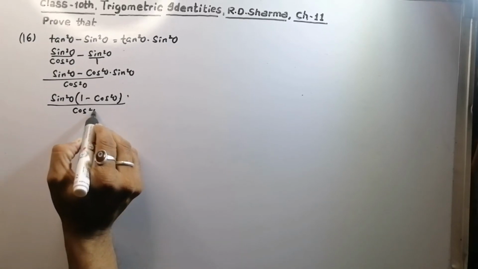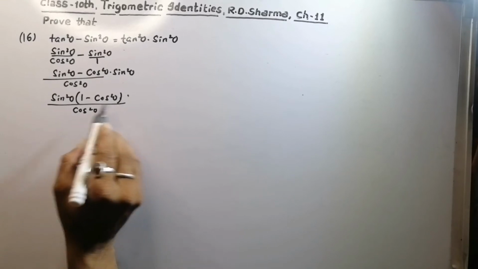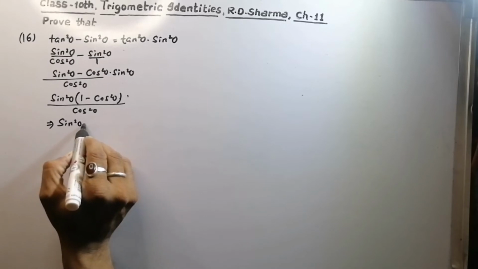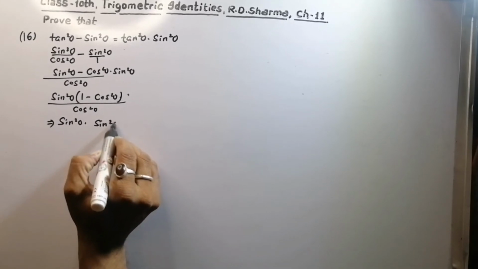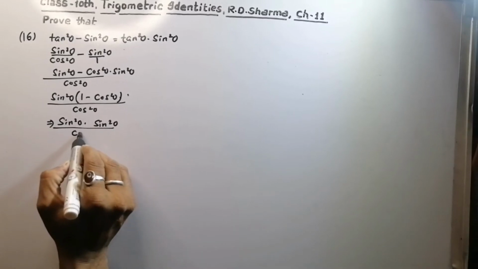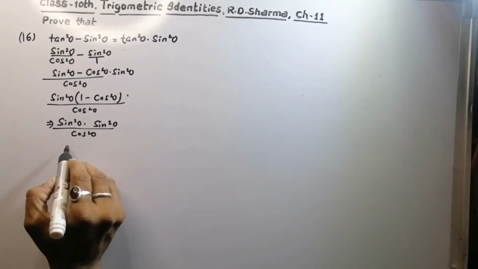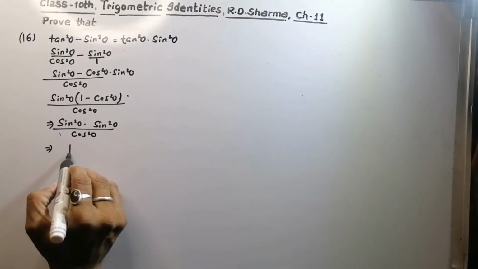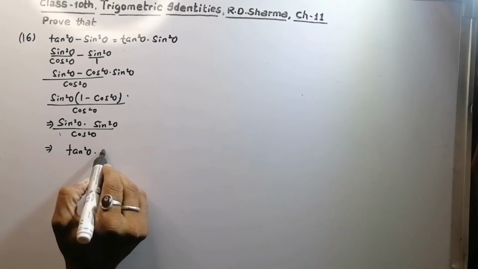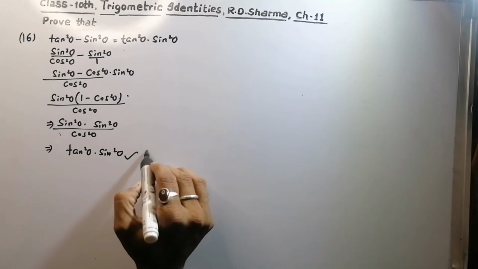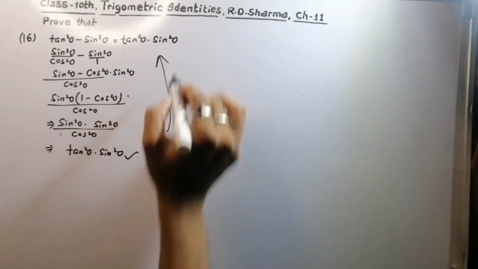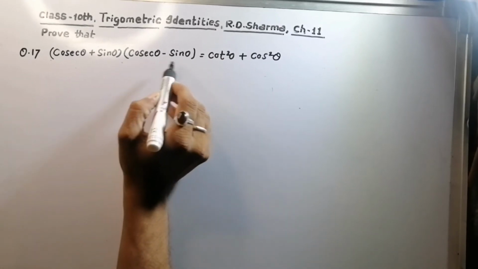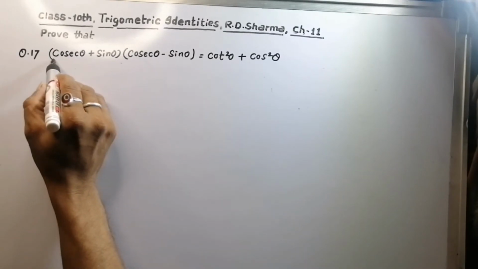Now if we take sin square theta common, we get here 1 minus cos square theta upon cos square theta. So we can write sin square theta into, in place of 1 minus cos square theta we can write sin square theta, upon cos square theta. Now sin square theta upon cos square theta means tan square theta, into sin square theta, which is equal to right hand side.